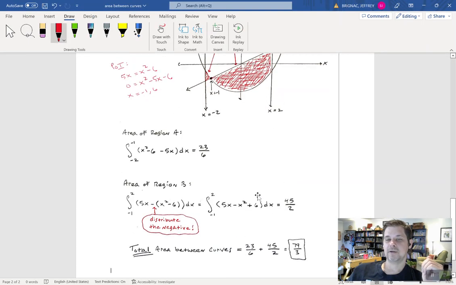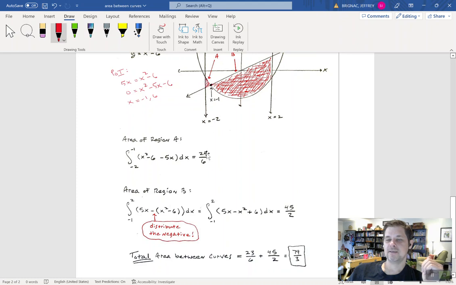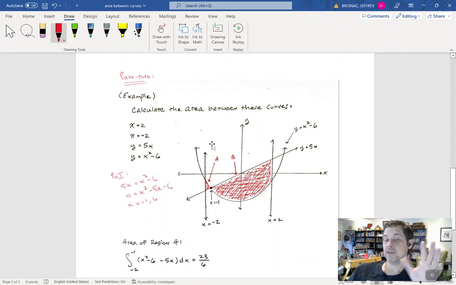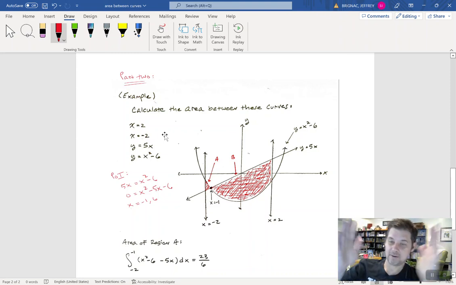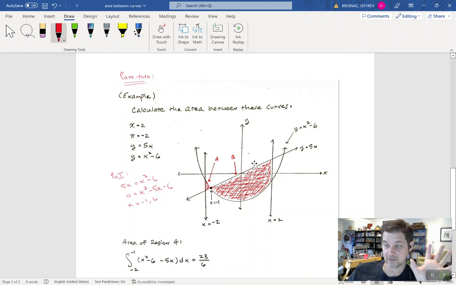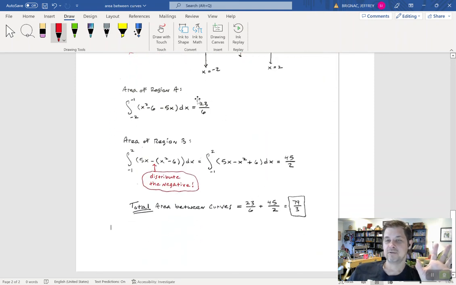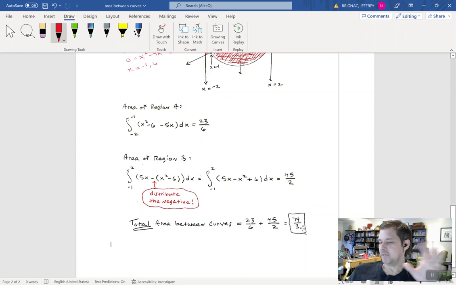All right, so I know how big region A is, and I know how big region B is. So for me to tell you the total area contained between all 4 of these graphs, one here, one up, one down, all that shaded in red, okay, would be 23 over 6 plus 45 over 2. You add together, you get 79 over 3. All right. Now, why give it as 79 over 3? Can I take 79 and divide by 3 with my calculator and give you a decimal?